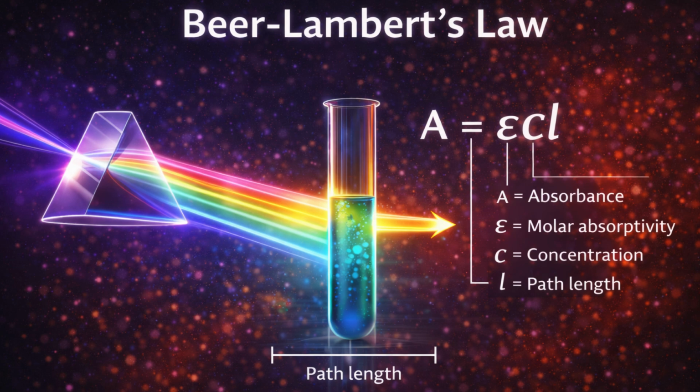Epsilon is the molar absorptivity, a constant unique to each compound. C is concentration, what we often want to find, and L is the path length, usually 1 to 2 centimeters, or usually 1.